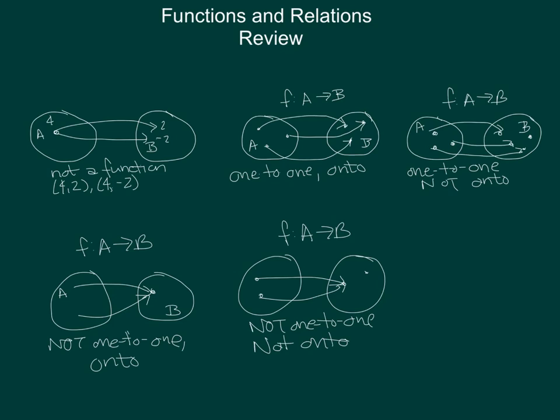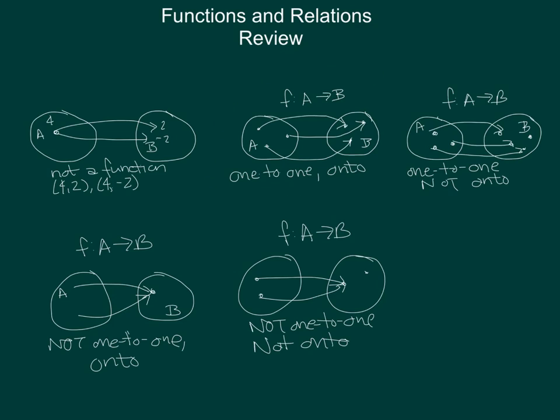Some pictures for those examples. This first picture here, we have a mapping from set A to B, but this is not a function because you can see the element 4 in A is mapped both to the element 2 and -2 in B, so it is not a function because it is not well defined. For it to be a function, every element of A must appear exactly once, and here it appears twice.